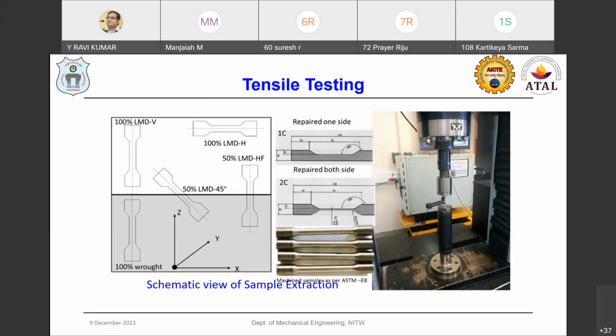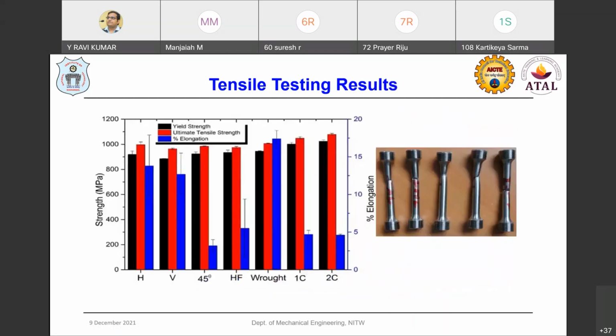We have extracted samples for different orientations or locations, when fabricated as fully laser metal deposited, or 50% laser deposited at 45-degree, or perpendicular, or fully wrought alloys, or fully horizontal direction, or repaired on one side, or repaired on both sides. We extracted the samples from the fabricated building blocks. From that, you can see the tensile testing was analyzed. These results show that the strengths are almost the same.